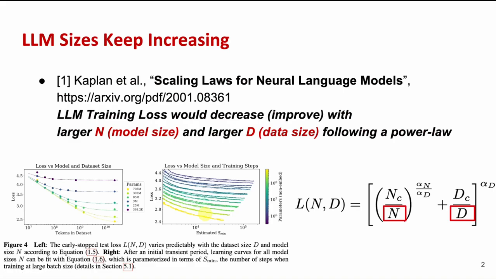As we are aware, LLM size keeps increasing, and we noticed and read the paper from OpenAI about scaling law for neural language models. LLM training loss decreases and improves with a larger N, which is model size, and a larger D, which is data set size, following the power law.